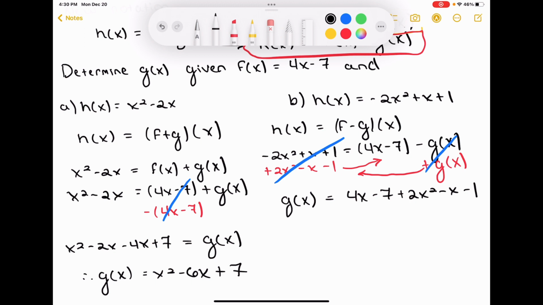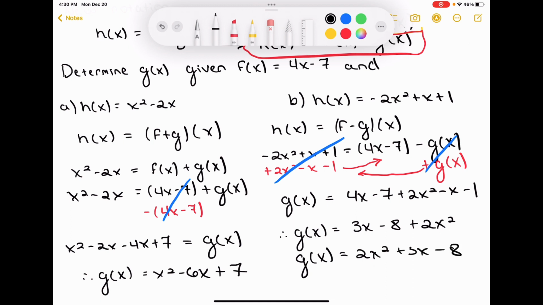Now, let's simplify this. Therefore, g of x is equal to, we have 4x minus an x, which is 3x. Then we have a negative 7 minus 1 is negative 8. And then we have a positive 2x squared. Now, I'm just going to rearrange these in descending powers so that I have my highest degree first. So I have 2x squared plus 3x and then minus 8. And we're done.